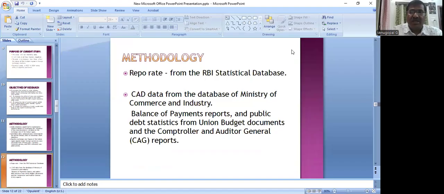Repo rate data has been collected from the RBI statistical database, the Central Bank of India's statistical database. Current account deficit data is from the database of the Ministry of Commerce and Industry, balance of payments reports, and public debt statistics from Union budget documents and Comptroller and Auditor General reports.